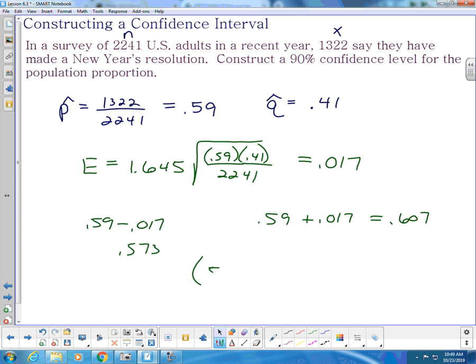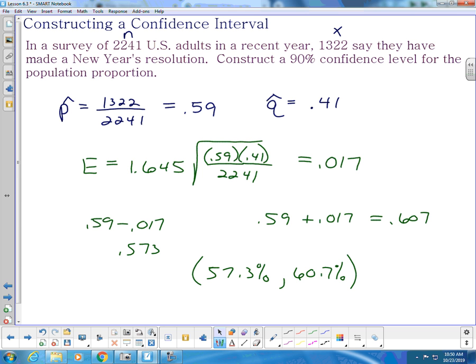So our interval is between 57.3% and 60.7%. So if I'm looking at the actual population, and I pull somebody out at random, that's your interval, your confidence interval, to find the actual mean of the actual population.